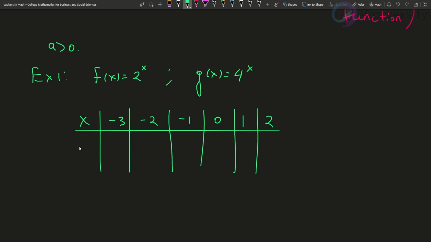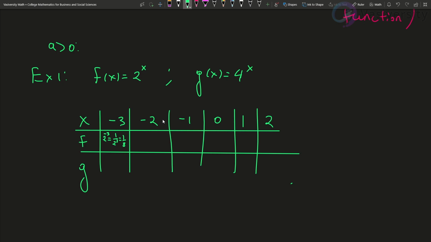And then we have f and g, right? So we're going to try to evaluate f and g at those points. What are we going to have? For f of -3, this is 2 to the -3, the same thing as 1 over 2 to the 3, which is equal to 1/8.